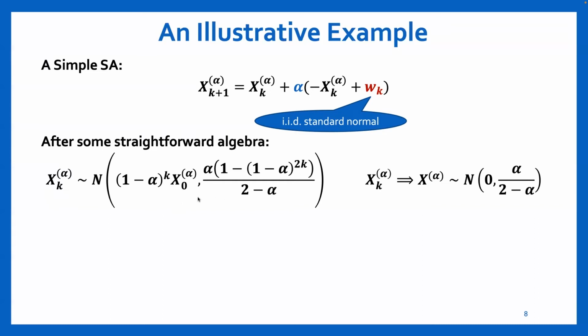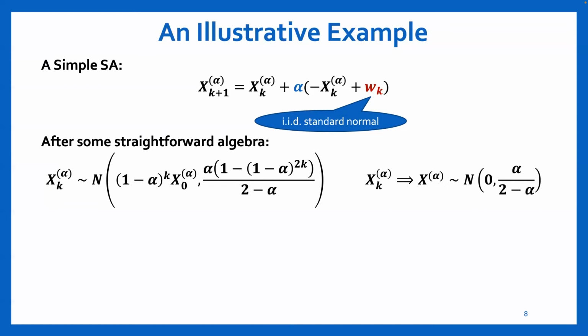If we let k go to infinity, then the mean will converge to 0, and the variance will converge to alpha divided by 2 minus alpha. This is the stationary distribution of xk. However, in this case, if we further let alpha go to 0, then this doesn't make any sense because the distribution will converge to a point mass.